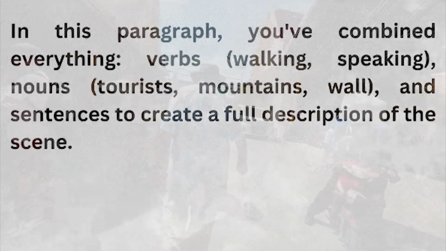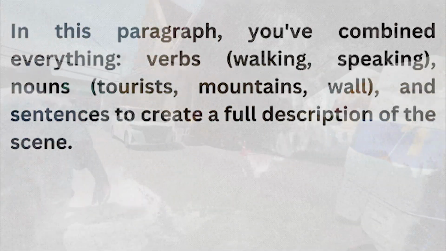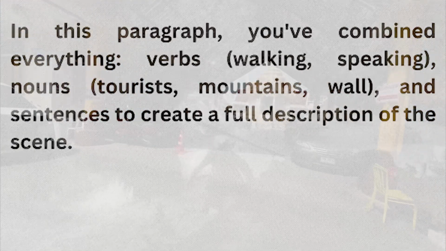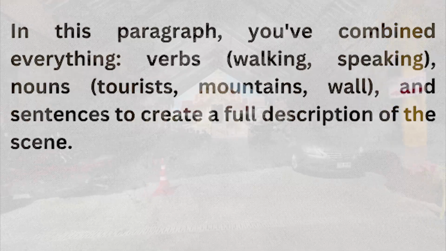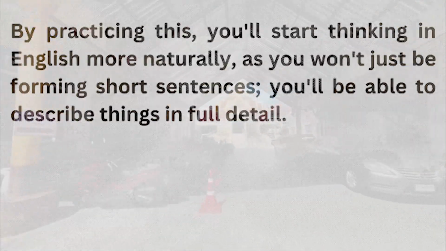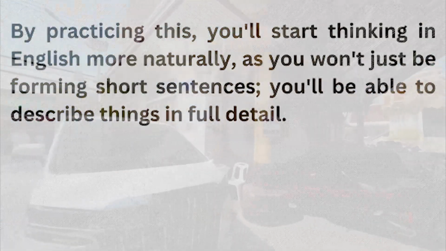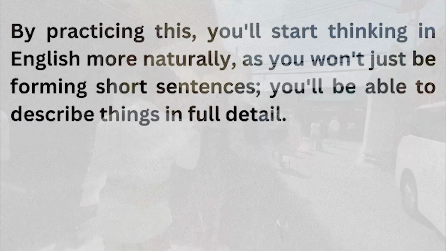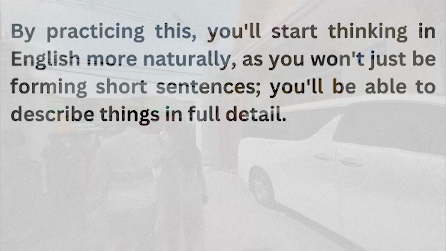In this paragraph, you've combined everything: verbs, walking, speaking; nouns, tourists, mountains, wall; and sentences to create a full description of the scene. By practicing this, you'll start thinking in English more naturally, as you won't just be forming short sentences. You'll be able to describe things in full detail.